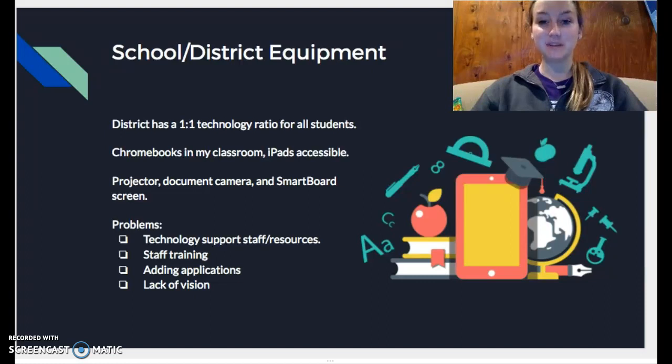Problems, like I said, technology support staff and resources. Sometimes things don't get fixed or they don't get fixed in a timely manner, which is very frustrating as a teacher.